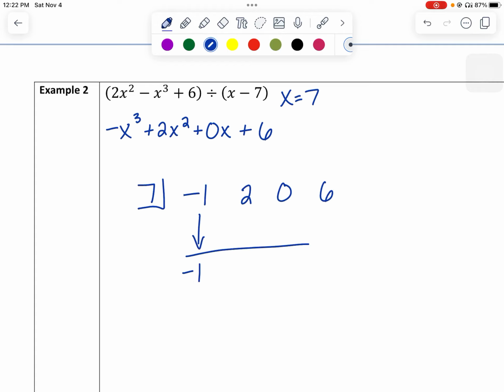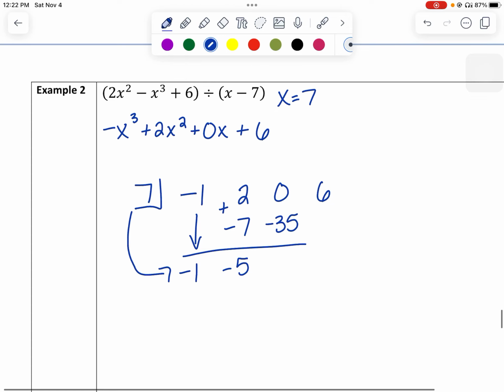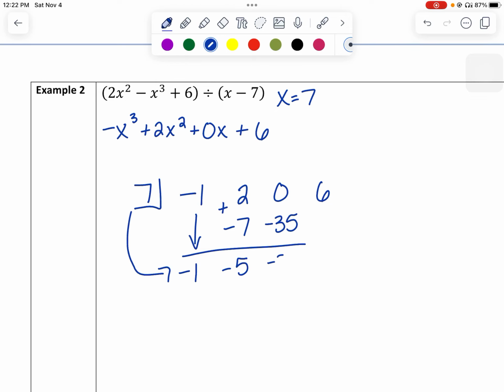Drop it down, drop mama: multiply, then add, then multiply, then add, then multiply. Okay, so 7 times 30 is 210, and 7 times 5 is 35. So 7 times 35 is 245.